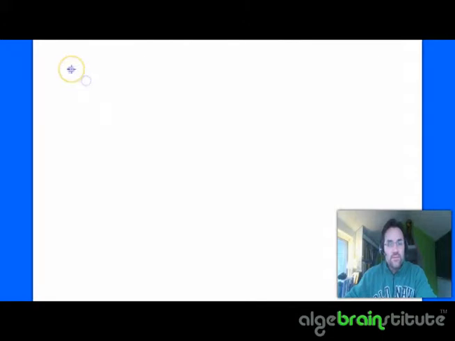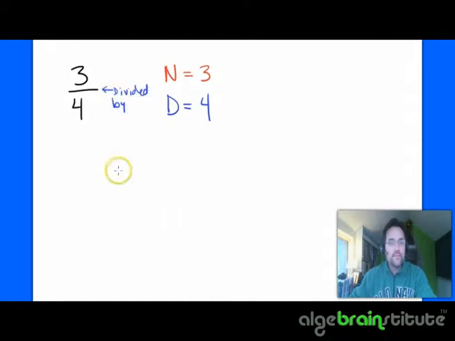So we start with something simple, 3/4. Right away, let's look at what our numerator is. Our numerator is equal to 3. Our denominator is going to be equal to 4. This says divided by. That's what it says. So it says 3 divided by 4. We read it top to bottom.